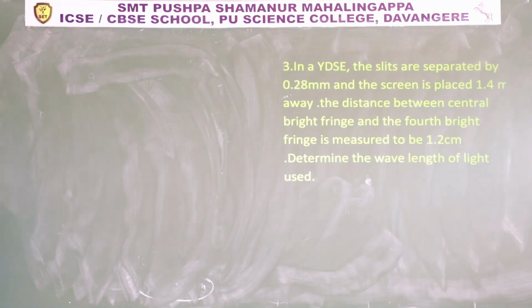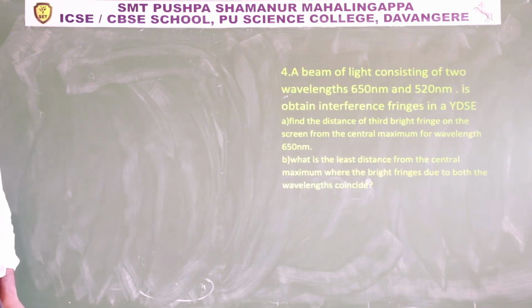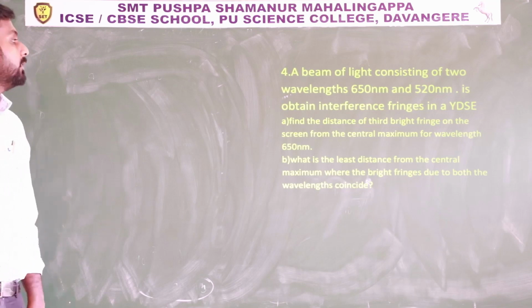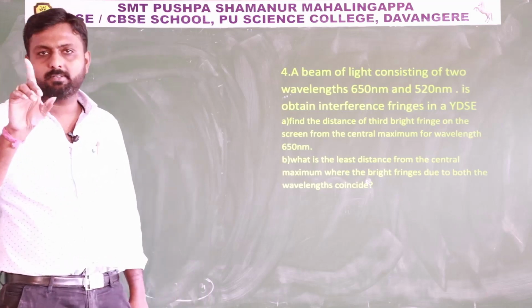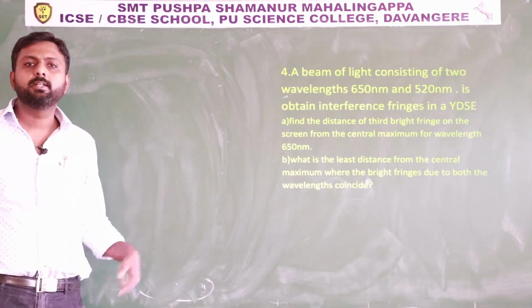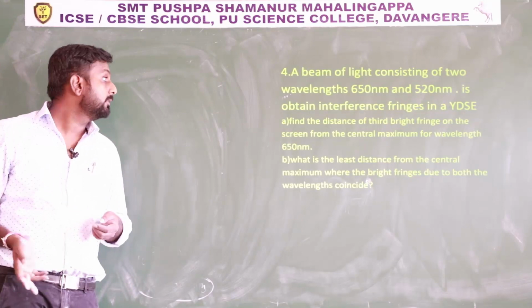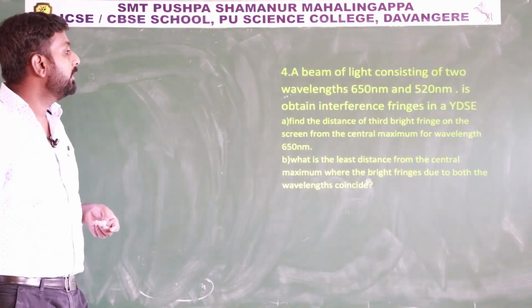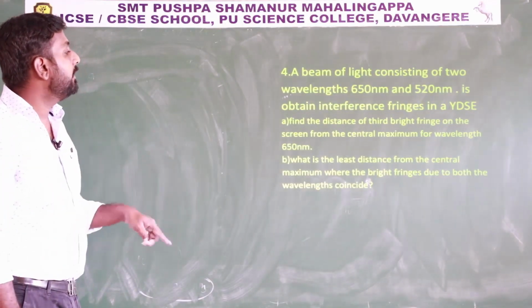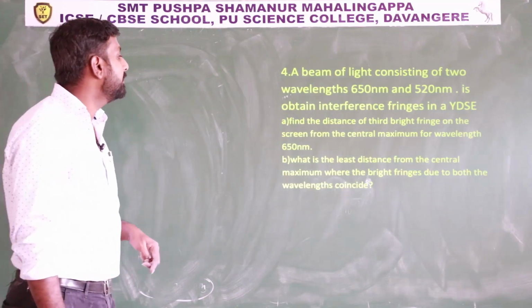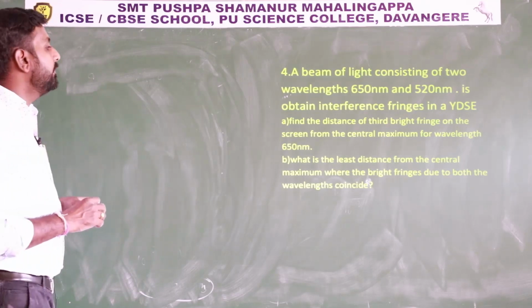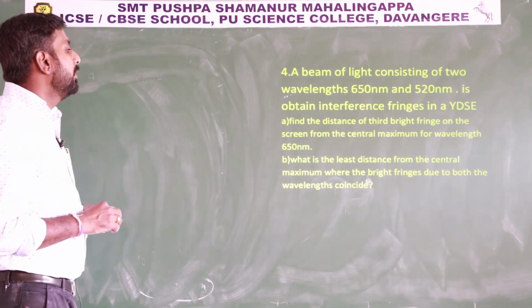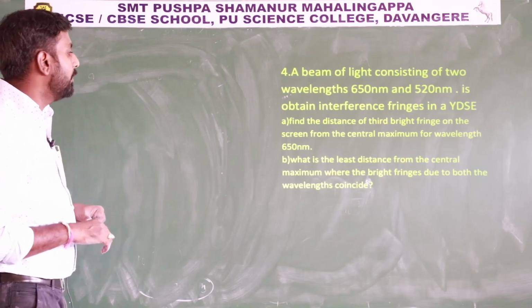And next, the fourth one. A beam of light consists of two wavelengths, 650 nanometer and 520 nanometer. Up to now we have been using a single wavelength, monochromatic light. In this problem there are two wavelengths, one is 650 and another one is 520, used to obtain interference fringes in Young's double slit experiment. Find the distance of the third bright fringe on the screen from the central maxima for wavelength 650 nanometer.